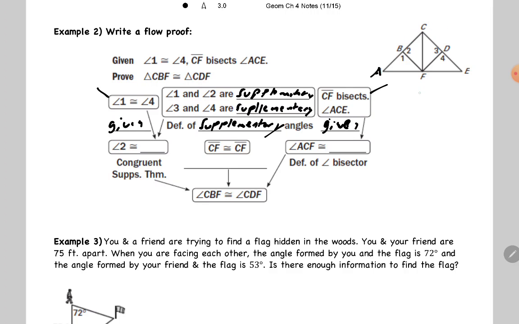And the line CF bisects it, which means it cuts it in half. That means angle ACF is congruent to ECF. And that's because of the definition of the angle bisector. Definition of angle bisector says if something bisects an angle, then it splits it into two congruent angles. Okay, and then they draw the arrow because this statement leads to this next one. CF bisects angle ACE, so that statement leads to the two angles being congruent.